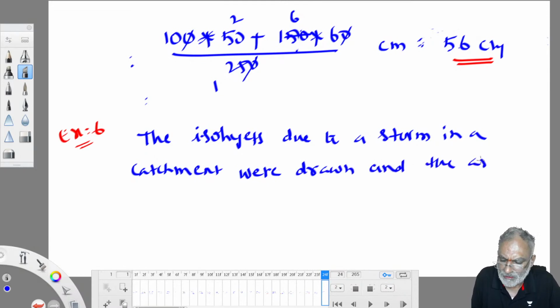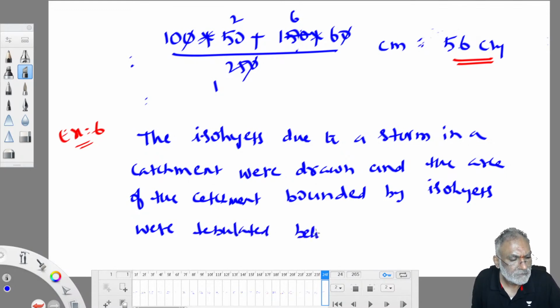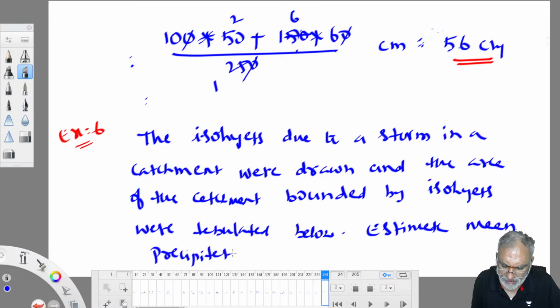And the area of the catchment bounded by isohyets, that means enclosed by isohyets, were tabulated below. Estimate the mean precipitation due to the storm.